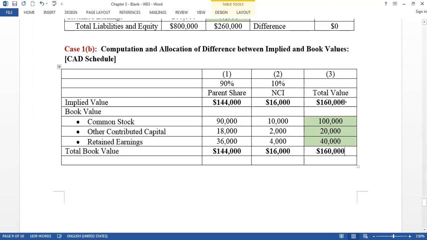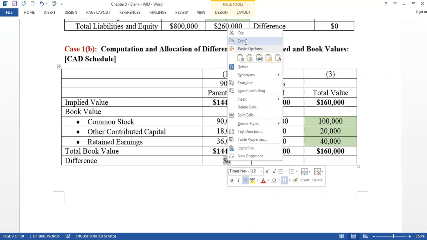Now we see that implied value is 160, book value also 160. In the case of the parent, you can see that implied value is 144, book value 144, non-controlling interest the same. So the difference is 0. Again, this question is easy. Why is this question easy? Because we don't have any difference here.